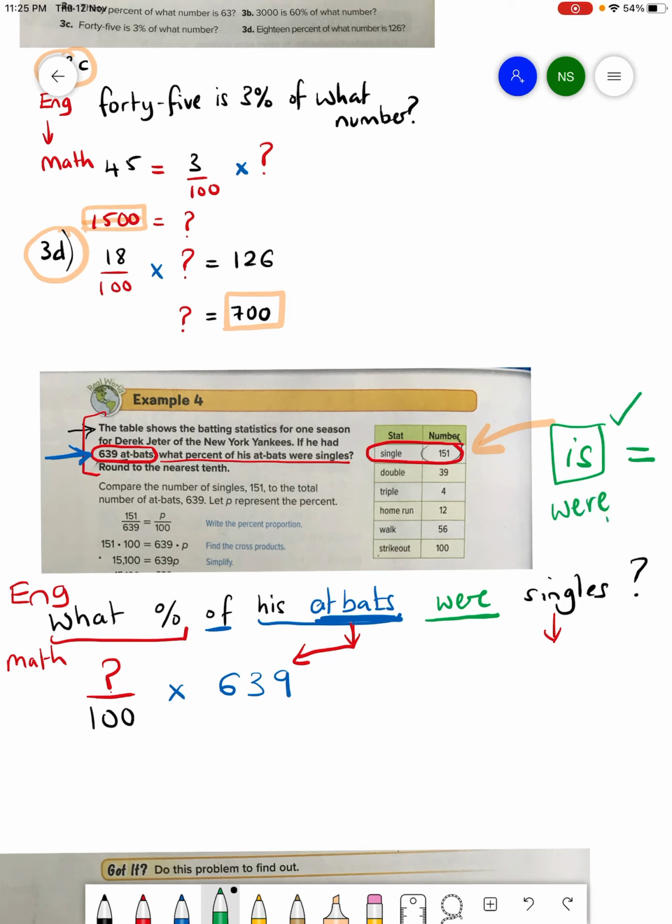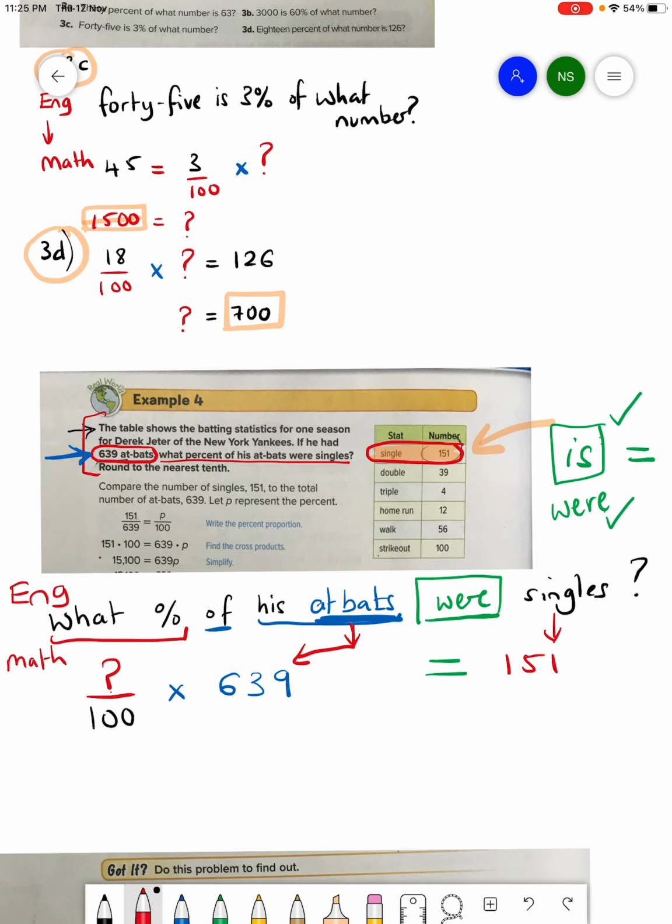And then singles, how are we going to find singles? We're going to come over to the table here, and we're going to look there, and the number is 151. There you go. From English to maths, a little bit harder because we had a long worded question and we had tables with the data in it. But it's the same principle.